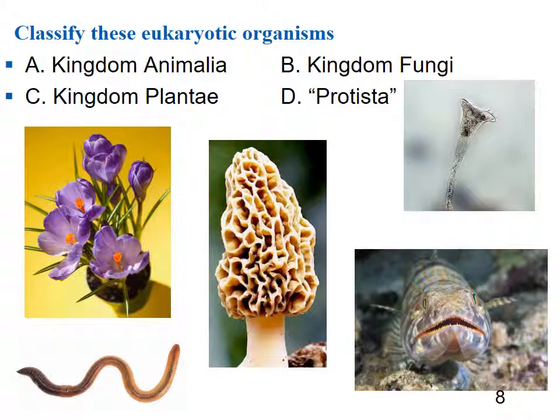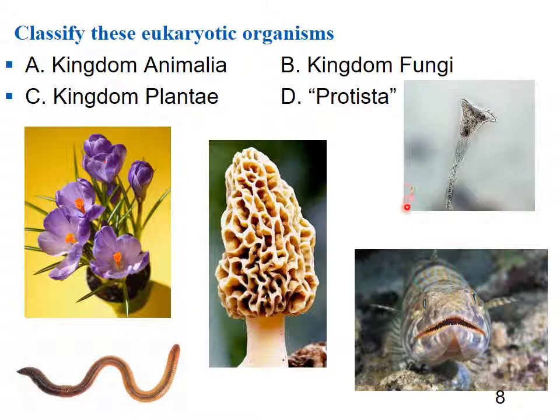So let's classify the pictured organisms. The first one, we've got this purple thing here with green parts on it. That's going to be a plant, so that will be C. This squiggly guy here is an earthworm, so that is A, or an animal. In the middle here, you've probably seen or eaten some of those. That's a morel mushroom, so that's a fungus.